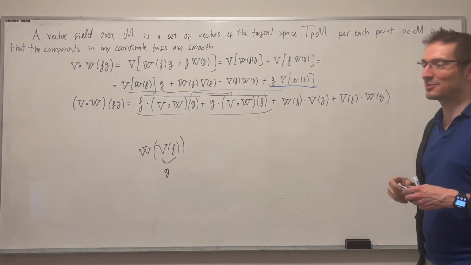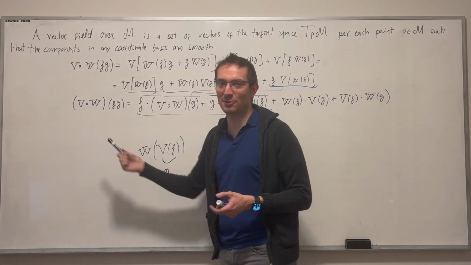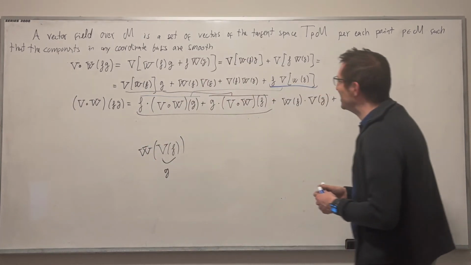Does this satisfy Leibniz rule? Does the composition of two vector fields satisfy Leibniz rule when applied to two functions, the product of two functions? No. I mean, almost.